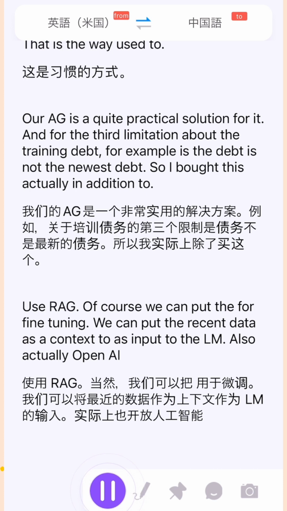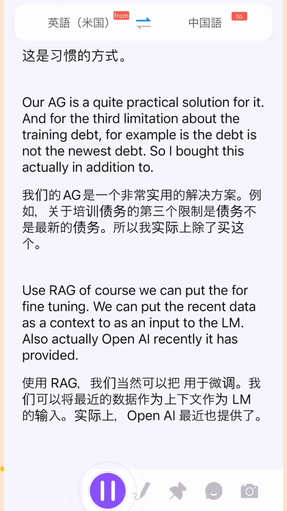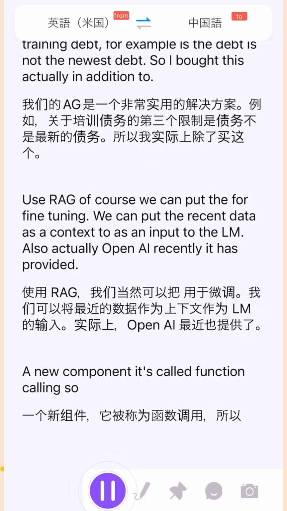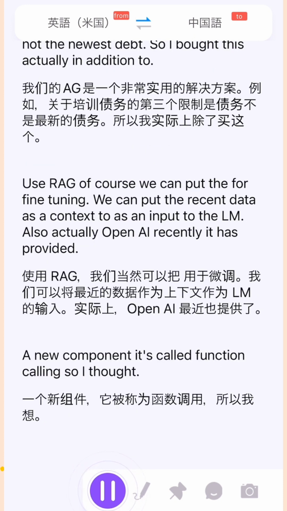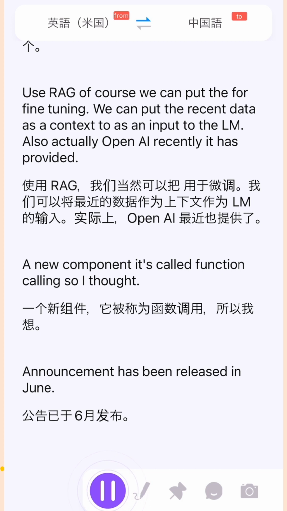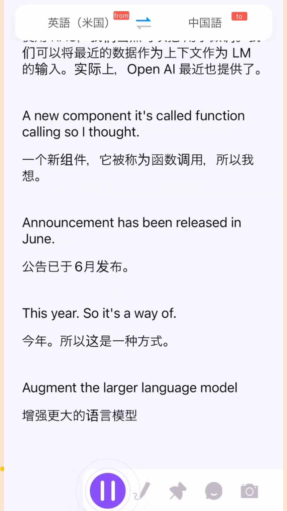Also, OpenAI recently provided a new component. It's called function calling. I saw the announcement has been released in June this year. So actually, it's a way of augmenting the large language model.